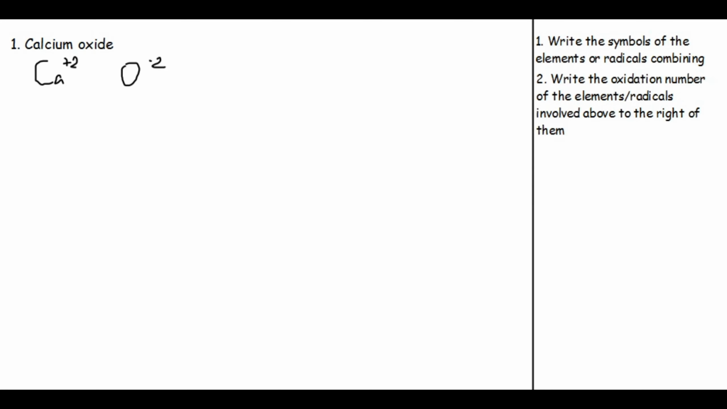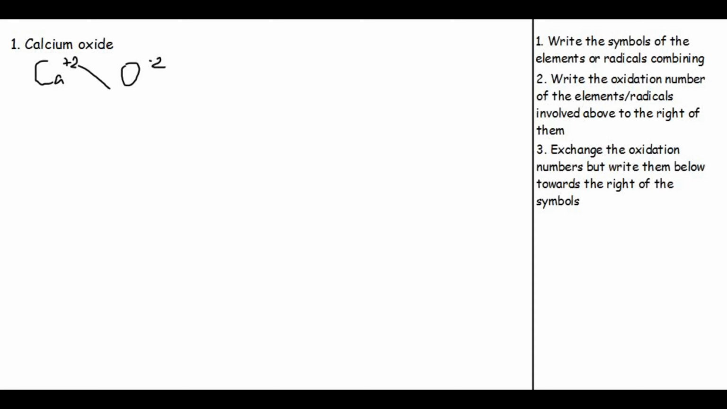Now let's go to the third step, which is to exchange the oxidation numbers but write them below towards the right of the symbols. That is, we are going to exchange the oxidation numbers of calcium and oxygen. So this will come here and this will come here. And so we'll have something like this: Ca2- and O2+.